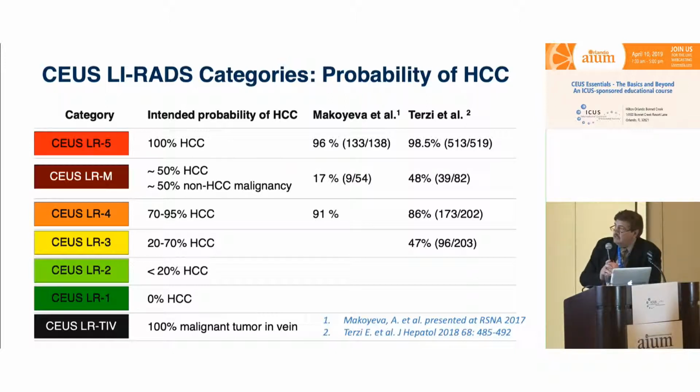And again, as has been brought out by Andrej and Stephanie, the LRM contains about 50% HCCs, but the characteristics were not such that we can make a diagnosis with high enough specificity to not do a biopsy, and a significant number of HCCs also occur in LI-RADS 4. And again, in these studies, 86 and 91%. And if we look at LR3, where we would hope there would not be a lot of HCCs, we do fall within the probability with the one study of 47%.